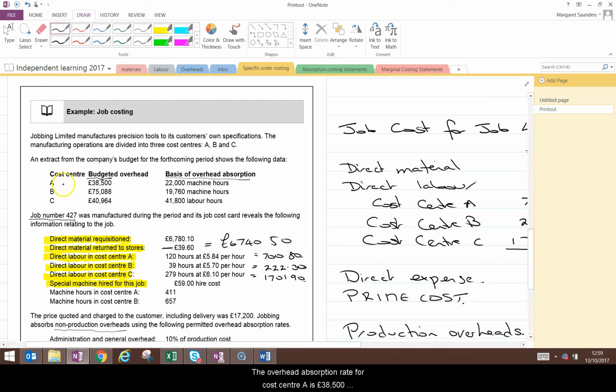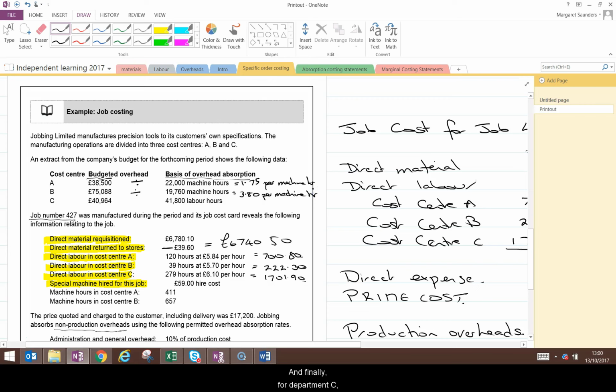So the overhead absorption rate for cost centre A is 38,500 divided by 22,000 machine hours, which gives us £1.75 per machine hour. Cost centre B, divide the overhead by the level of activity. And again, we're dividing by machine hours, so that gives us £3.80 per machine hour.